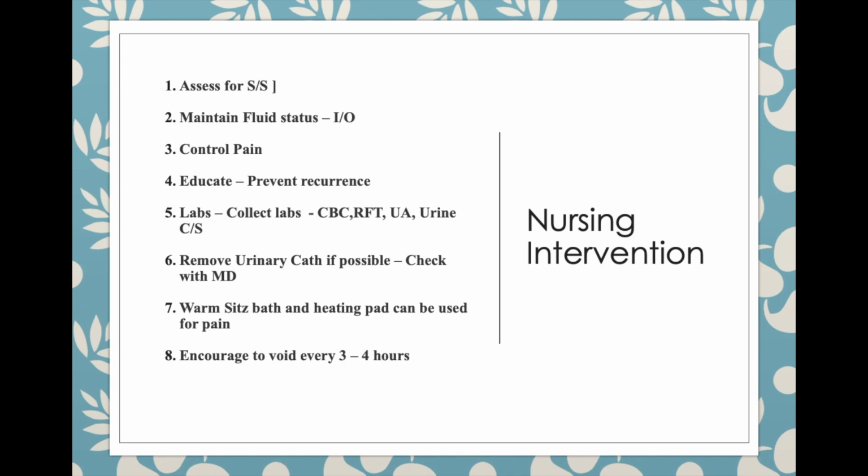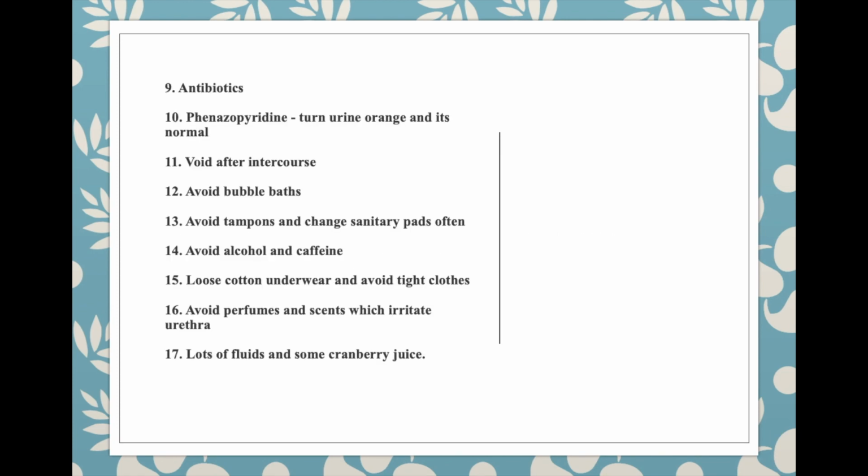We already talked about the labs. Urinary catheters are very high risk, but if the patient doesn't need one, then we will remove it. We could also have them do warm sitz baths and heating pads for the pain. And then we always want to encourage the patient to void every 3 to 4 hours to not stagnate urine, okay? Because remember that if they continuously hold their bladder for more than this time, they're going to have stagnant urine, and then that will give them risk factors for UTIs. We already talked about antibiotics.